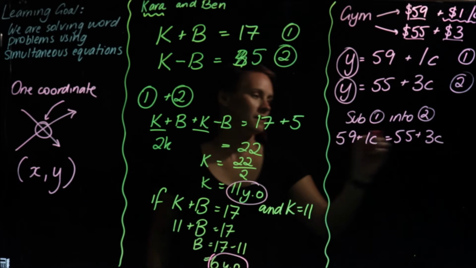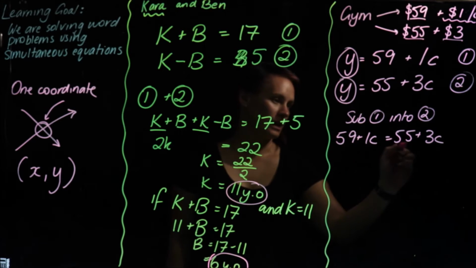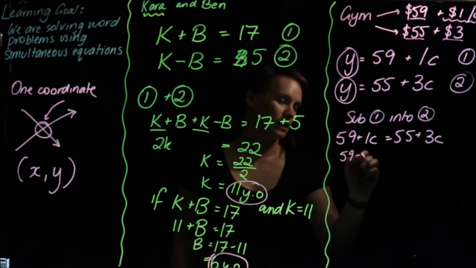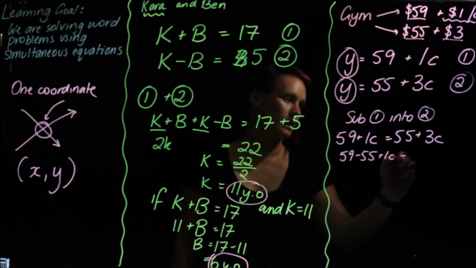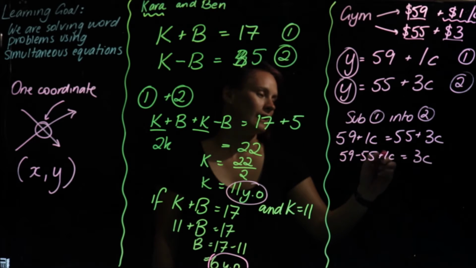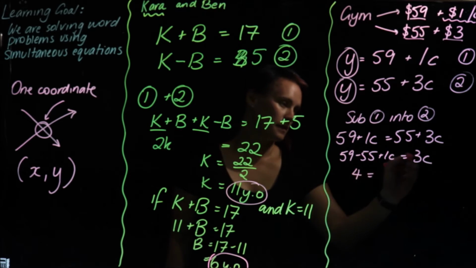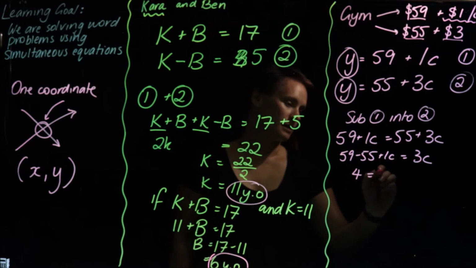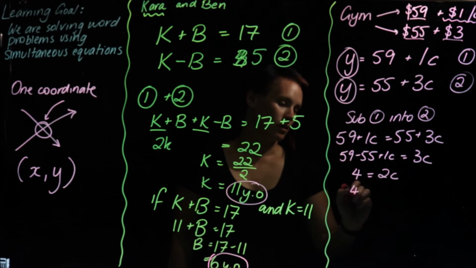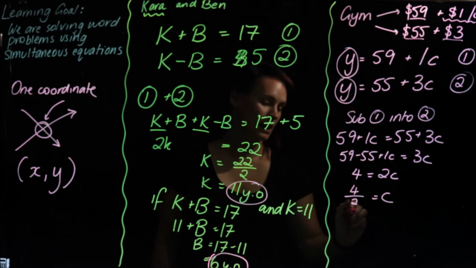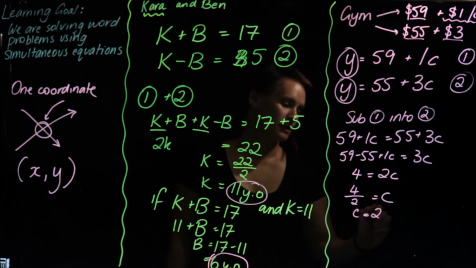Okay, so then we have to balance them out. We've got our 59 and our 55. I can take the 55 off this side. So 59 take 55 plus 1C equals 3C. We can then take our 1C over onto that side, and we'll be left with 4 here. So 3C take 1C will be 2C. And we know that 4 divided by 2 will equal how many classes we need to take, and therefore the number of classes will be 2.